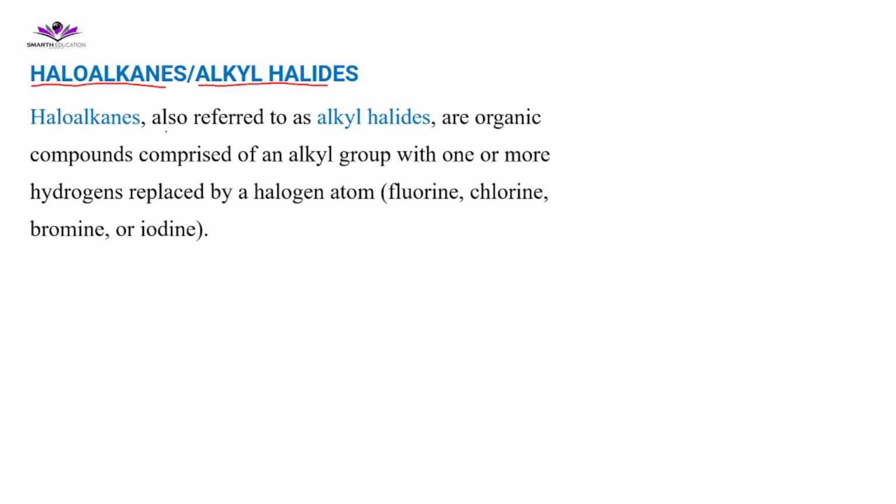Welcome back. Let's discuss the haloalkanes or the alkyl halides, or sometimes they're referred to as halogenoalkanes. What are these haloalkanes? Haloalkanes are also referred to as alkyl halides. These are organic compounds comprised of an alkyl group with one or more hydrogens replaced by a halogen atom. The halogen atom can be a fluorine, chlorine, bromine, or iodine.